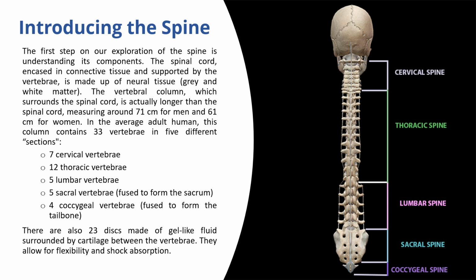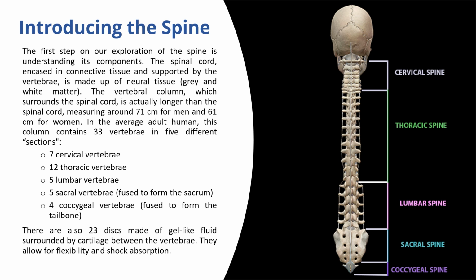The first step on our exploration of the spine is understanding its components. The spinal cord is encased in connective tissue and supported by the vertebrae, and it is made up of neural tissue, the gray and white matter. The vertebral column, which surrounds the spinal cord, is actually longer than the spinal cord, measuring around 71 centimeters for men and 61 centimeters for women.